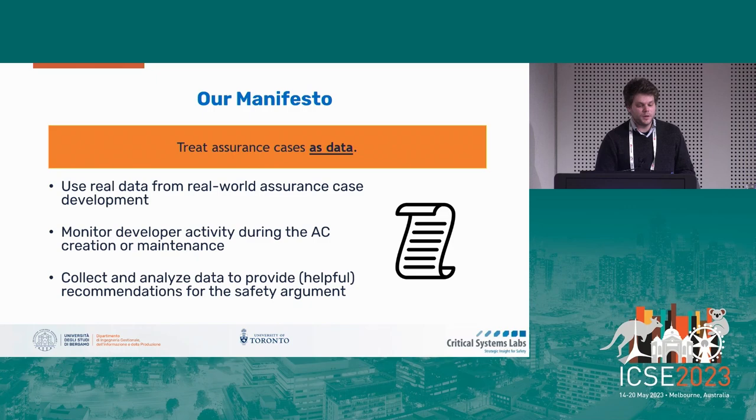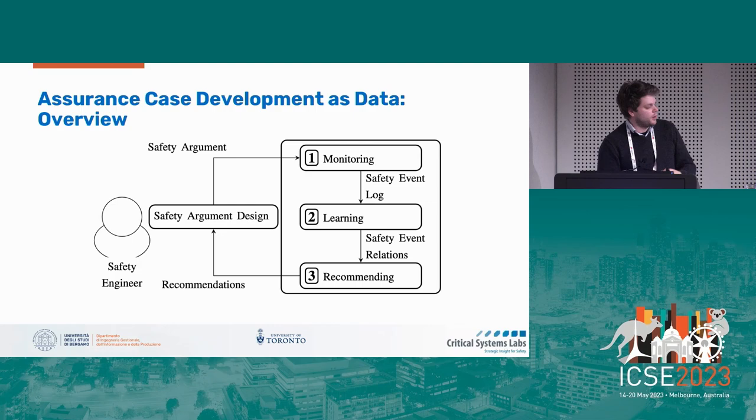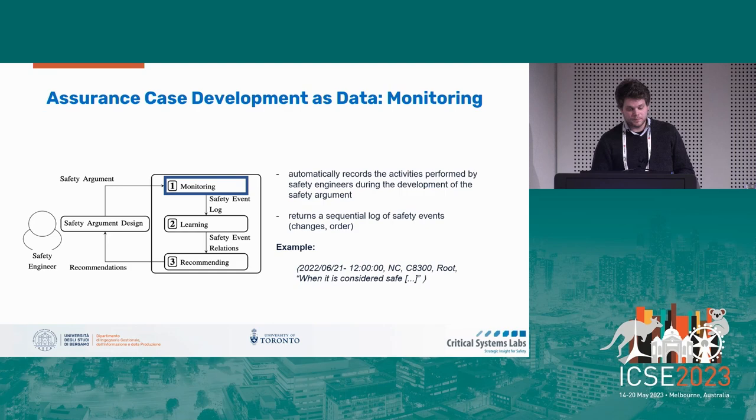We can monitor the development through tooling, and then we can learn patterns of behavior of the developers. So the framework that goes along with the paper has sort of three parts. Now, of course, there's a safety engineer preparing the arguments, but then what we would like to do is use tooling to monitor the safety engineer's behavior and then learn patterns of their behavior, and then make recommendations back to the user. So in the monitoring step, what we do is we record every action that user makes in a tool, and we generate an event log.